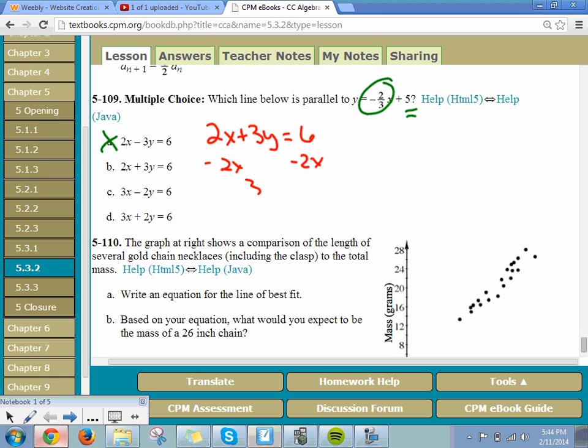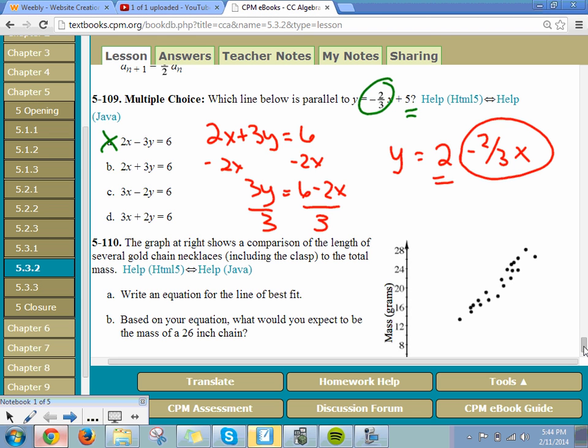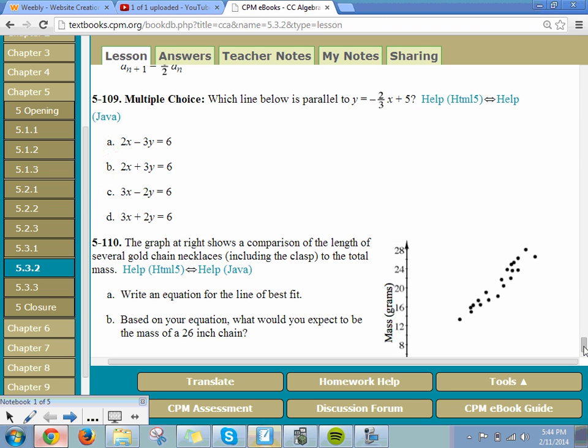Let's try B. 2x plus 3y is equal to positive 6. So we'll subtract 2x from both sides. 3y is equal to 6 minus 2x, divided by 3, which looks like the winner. y is now equal to 2 minus 2/3x. So we now have the same slope and a different intercept, so B is the correct answer. And seeing as it says which line, I'm guessing there's only one correct answer for this one.